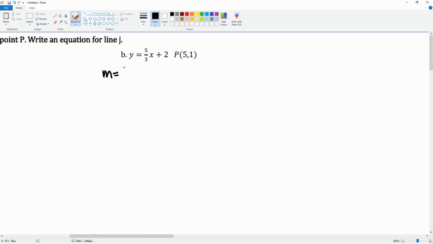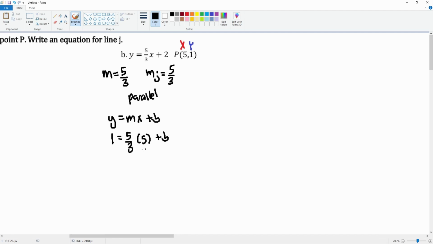This slope is 5/3. The slope of J has to be the same because they're going to be parallel. All you have to do is get x and y. So x equals 5, y equals 1. So y equals mx plus b. y is 1, m is 5/3, x is 5 plus b.